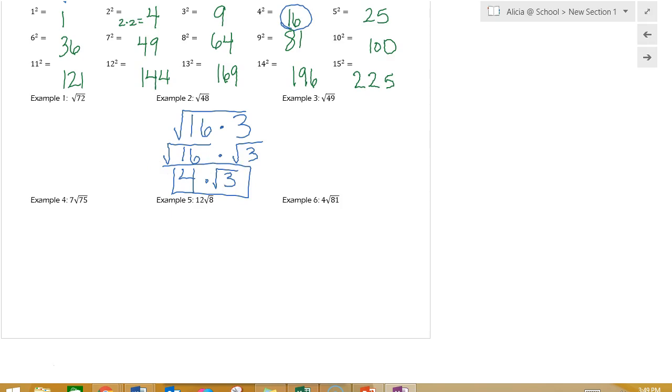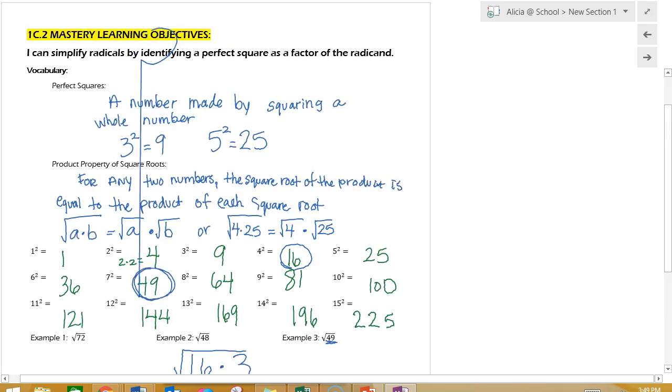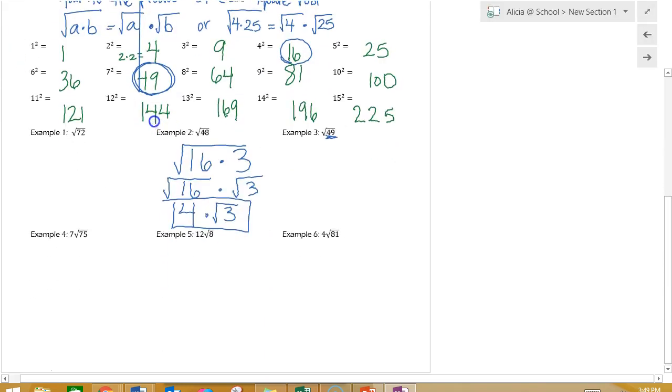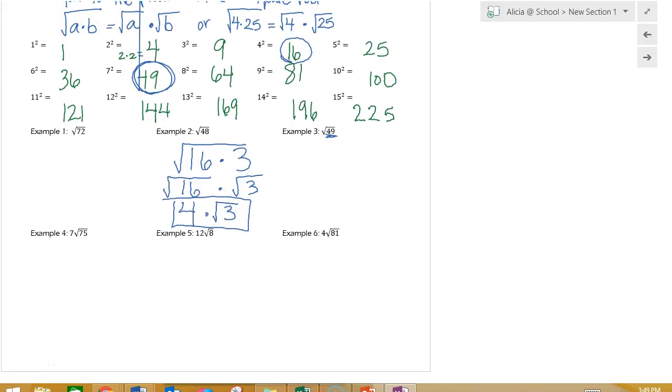Looking now at example 3, I see that I have the square root of 49. So the best thing is to check those numbers of 1 squared all the way to 15 squared. See if I can find a 49 that might already be a perfect square, which it is, right? I see that 49 right there. When I am squaring 7. So now that gives me my answer right away, right? Square root of 49 is 7. I don't even have to look at my multiplication chart because it's actually already given to me.